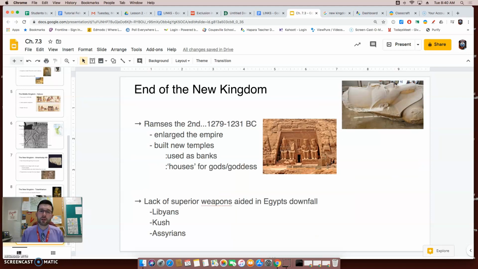Finally, like all good things, ancient Egypt had to come to an end. But before that happened, Ramses II, pharaoh from 1279 to 1231 BC, enlarged the empire once again. He built new temples. These new temples were used as banks to house great valuables. He also built these huge temples to house the gods and goddesses. The priests and the priestesses did many rituals in these temples as well.